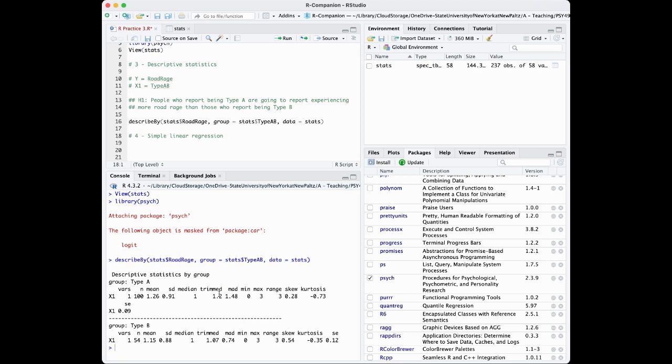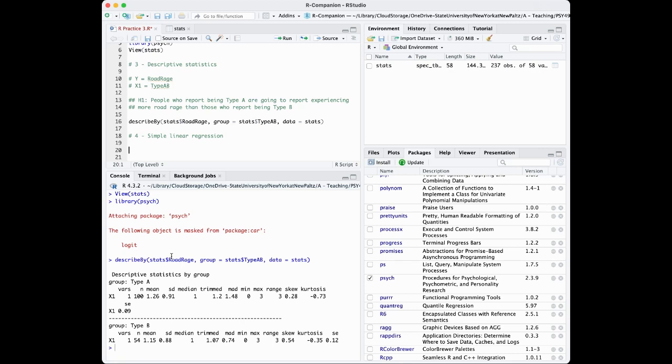okay, so we can see here that these are the type A results, these are the type B results, and we can see the mean for road rage is indeed a little higher for those who call themselves type A than those who call themselves type B. There's more type A people than type B people, almost twice as many. And we got minimum and maximum and standard deviation and so forth. But mainly we just want to see, are the results in the anticipated direction compared to my hypothesis? And they are. So that looks good.